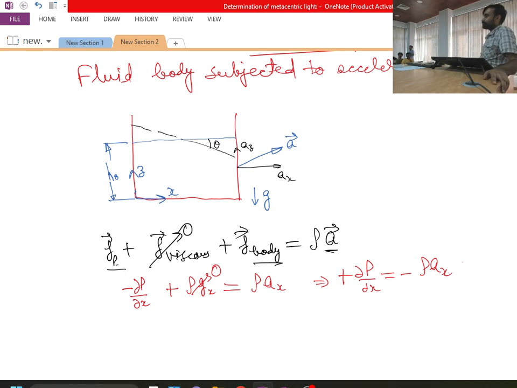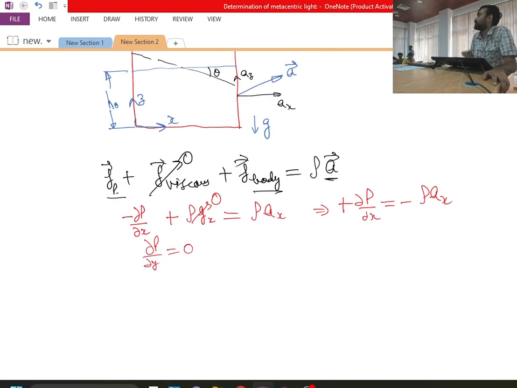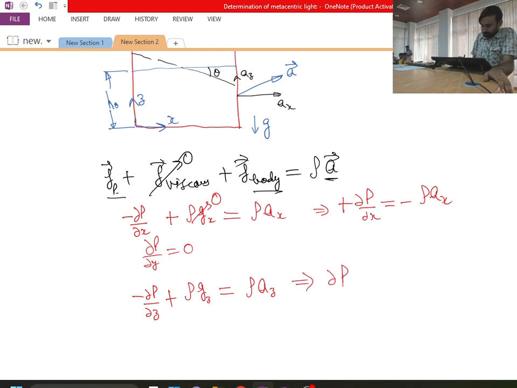Is that clear? Then if I talk about the y direction, del P by del y will be equal to 0, because in the y direction there is no acceleration and no gravity. So del P by del y will directly be 0. Then in the z direction, minus del P by del z plus rho gz. Now in the z direction I have the gravitational field. That is equal to rho into az. So from here I will simply get that. Now, what is gz?